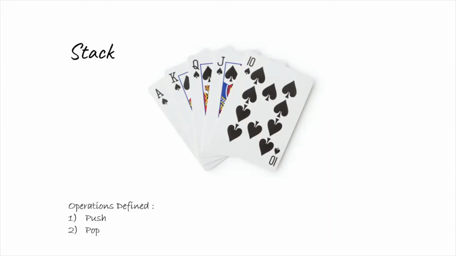Secondly, we can put another card 9 on top of 10. When we have data which is arranged linearly with operations defined as push and pop, we call it a stack. Without going into detail on how the values are stored in the memory, we simply say stacks are a kind of abstract data type that we can use in our applications.